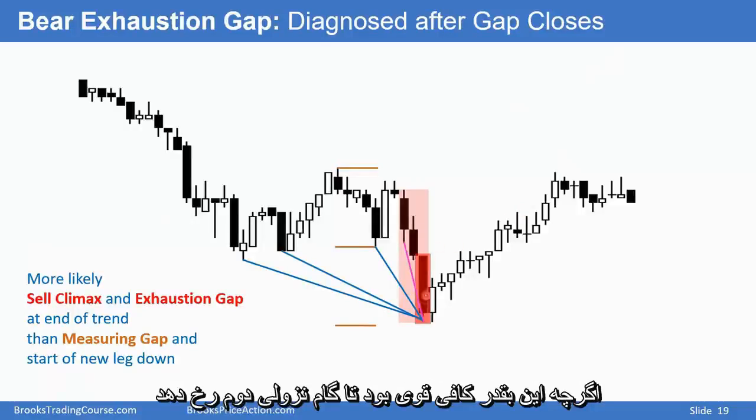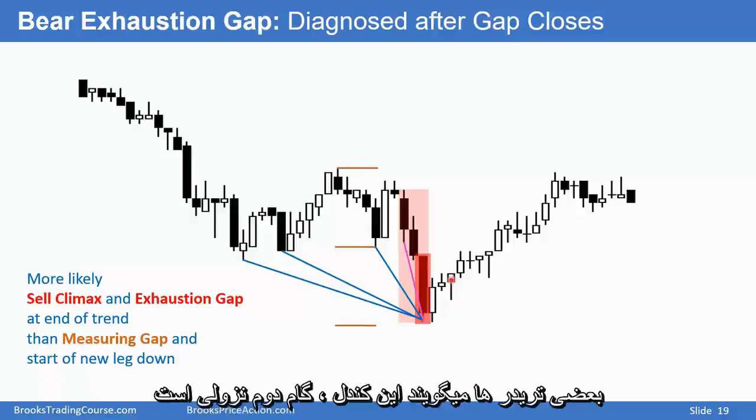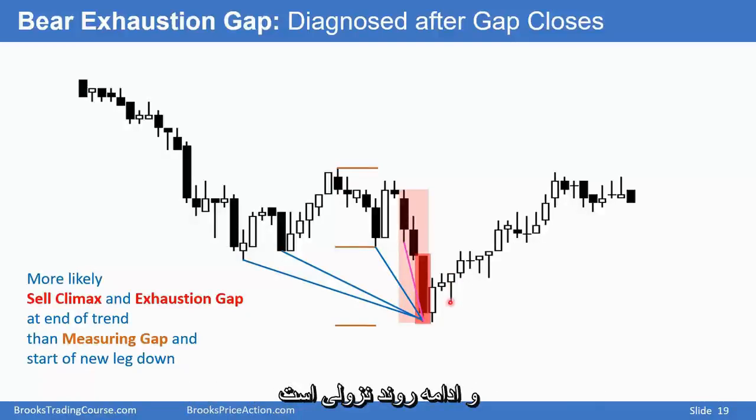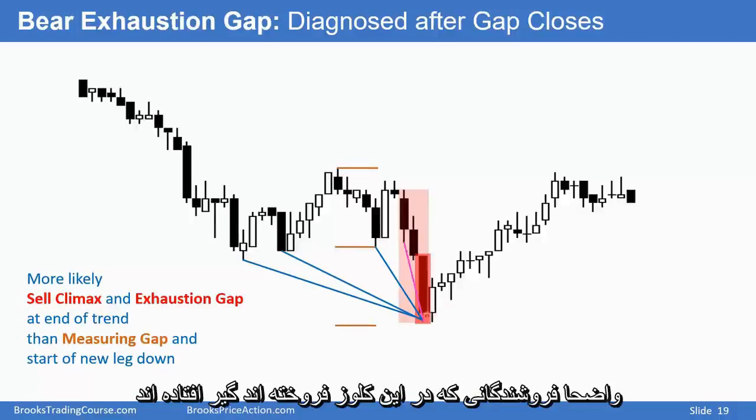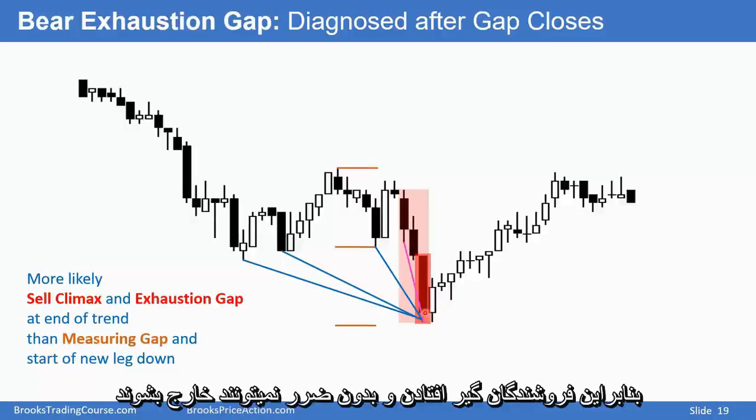Even though this was strong enough to get a second leg down, it really did not get one. Some traders would say this is the second leg down and it's just a 1-bar resumption of the bear trend. Clearly we have trapped bears who sold this close, trapped by this bull bar. This low never fell below that close, so the bears were trapped. They could never get out without a loss.